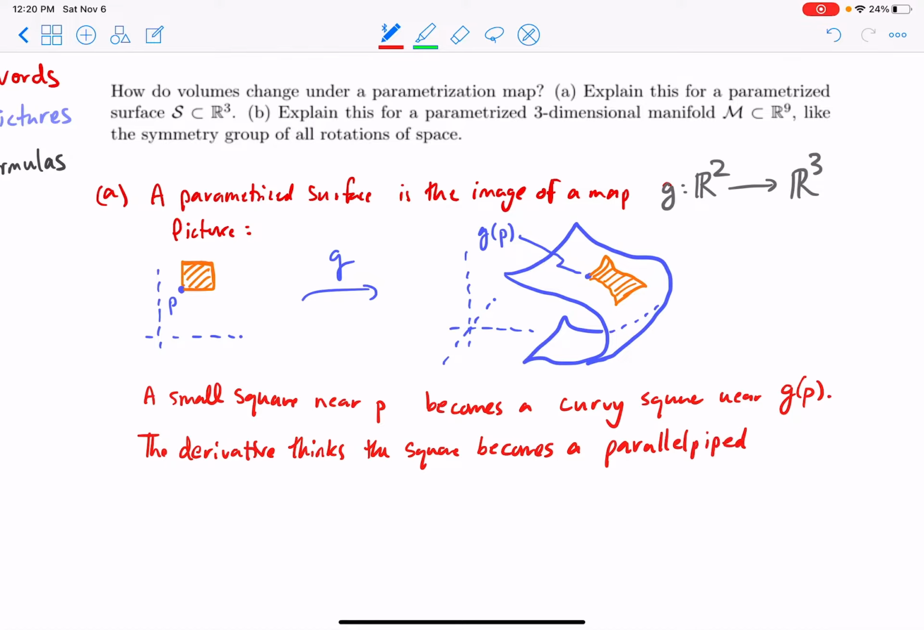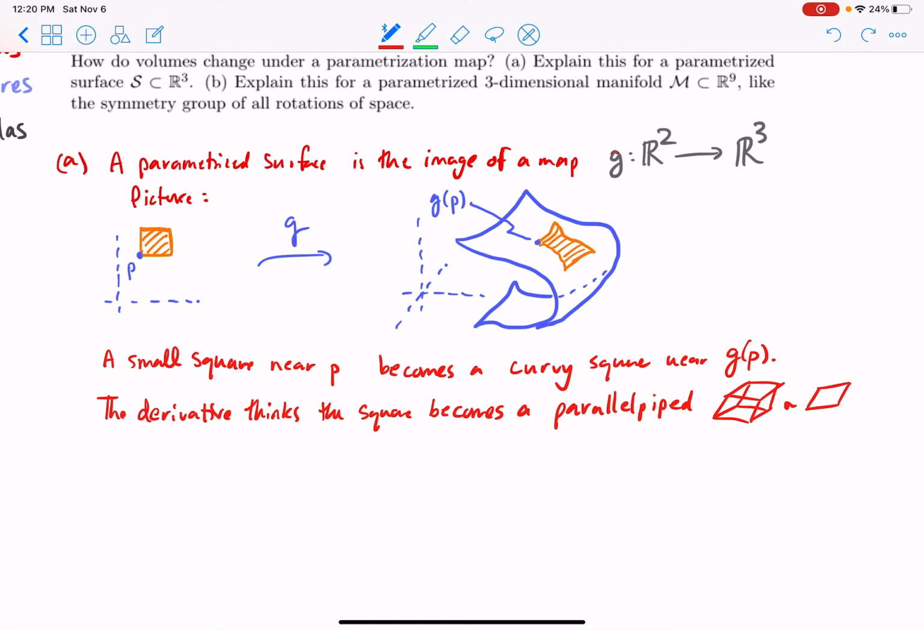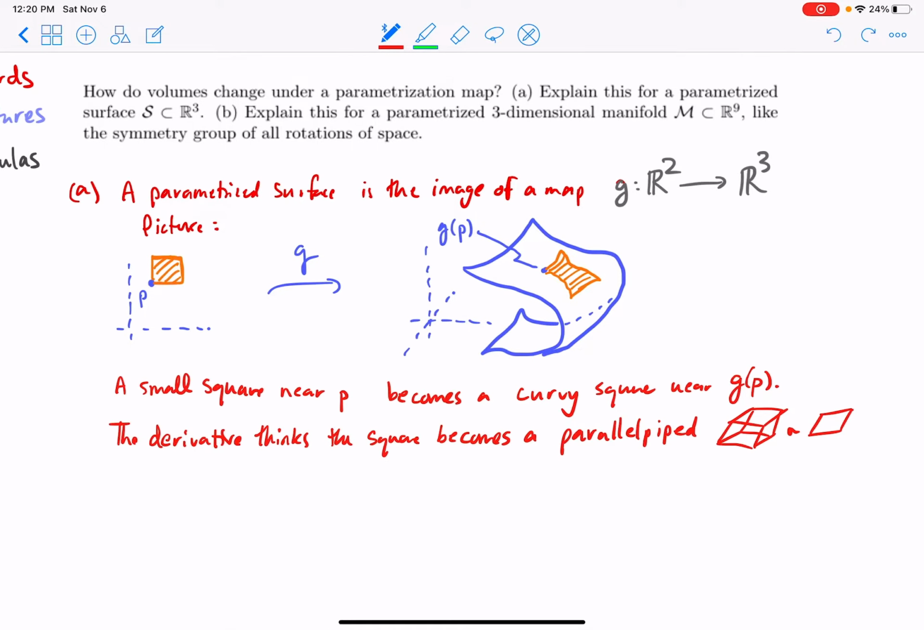parallelepiped, or in this case, because it's going to be two-dimensional, we'd call it a parallelogram. But in general, for any dimension, like later we're going to do this, three-dimensional in R9, we'll call it a parallelepiped. But whatever it is, it's some sort of flat object where all the sides are parallel and linear and straight. In this case, two-dimensional. Okay, derivative thinks the square becomes a parallelepiped. And we know how to measure the volume. So the question is about volumes. How do volumes change?